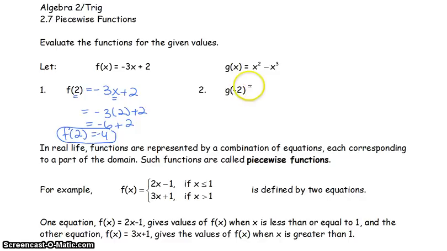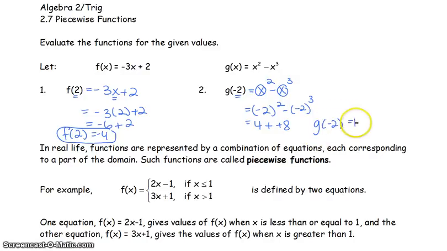So if we've got g of negative 2, the g tells me I'm going to go to my g of x equation, which is x squared minus x cubed, and then I'm going to plug in a negative 2 for each of the x's. So that becomes negative 2 squared minus negative 2 cubed. Make sure you're using parentheses when you substitute. A negative 2 times a negative 2 is a positive 4, minus a negative 2 to the third power, which is a negative 8. So that's minus a negative. So we have that g of negative 2 is equal to a positive 12.